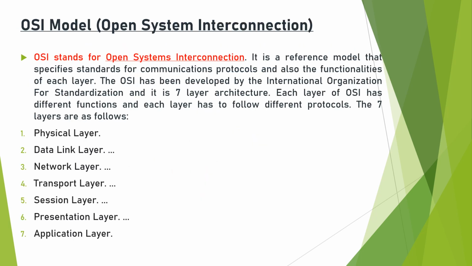OSI model, Open System Interconnection. OSI stands for Open System Interconnection. It is a reference model that specifies the standards for communication protocols and also the functionalities of each layer. The OSI has been developed by the International Organization for Standardization, and it is a seven-layer architecture. Each layer of OSI has different functions and each layer has to follow different protocols. The seven layers are as follows.